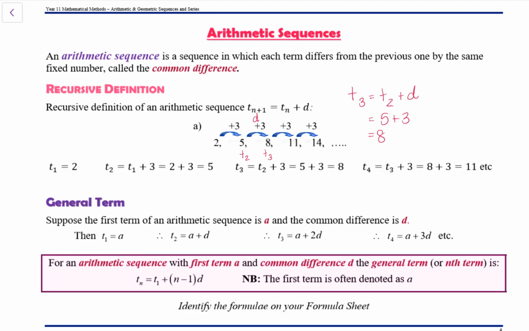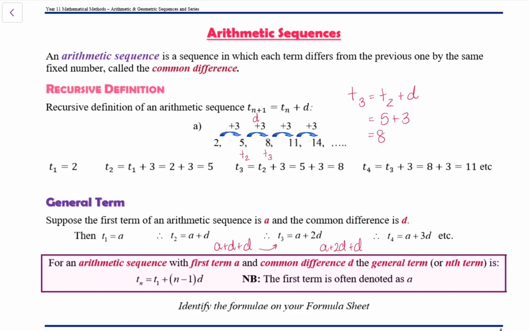So that's our recursive definition. Now the general term: suppose the first term of an arithmetic sequence is a and the common difference is d. So our first term would be a, our next term would be a plus d, our next term would be a plus d plus d, which is a plus 2d. Then a plus 2d plus d is a plus 3d, etc. So for an arithmetic sequence with first term a and common difference d, the general term, or nth term, is t of n equals t of 1 plus n minus 1 d.